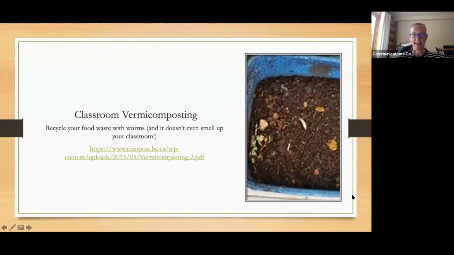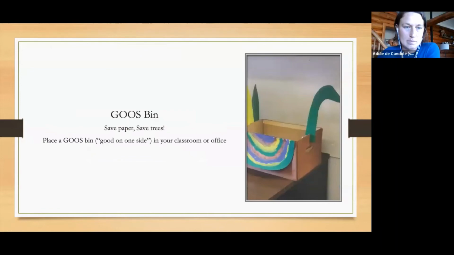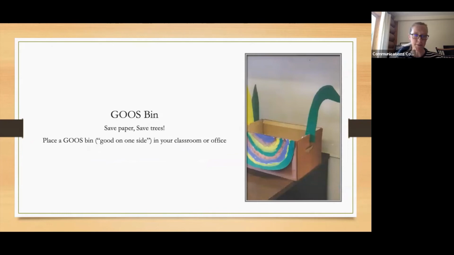Thanks. All right, and then the other one I saw that I liked was the good on one side paper bin. There's tons of paper that we could reuse on the other side. That would be part of your reduce, even before it's recycled, it could be used on the other side.